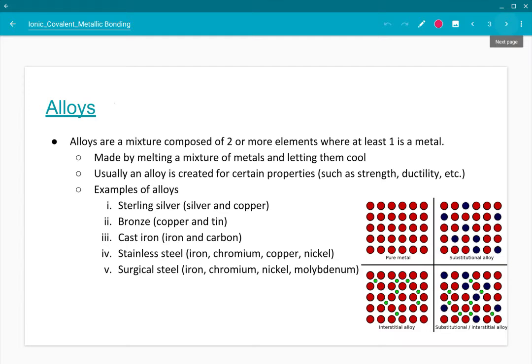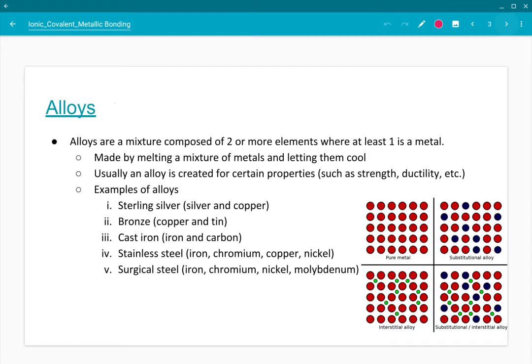An alloy is a mixture of elements where at least one is a metal. So it's like a metal solution. We make these by melting a mixture of metals and letting them cool. Usually we're trying to come up with whatever properties we want, and we could look at certain phase diagrams to decide those properties. Maybe we want to add two metals together for strength. Maybe we want it to be flexible, all different things.